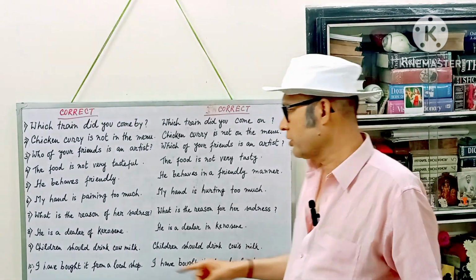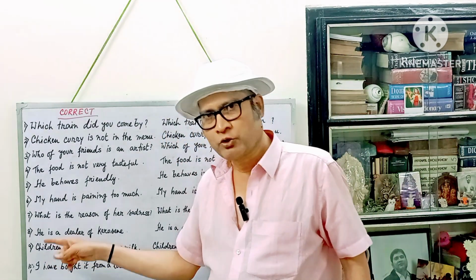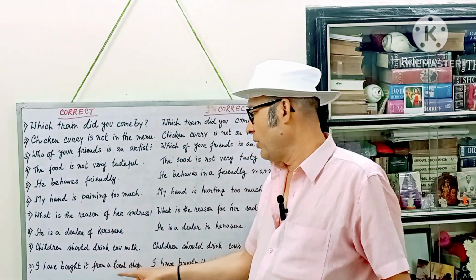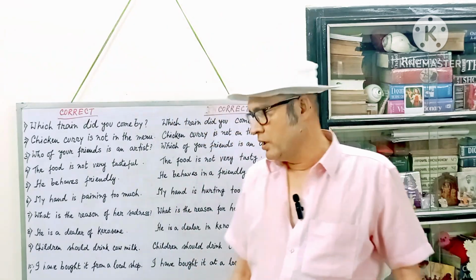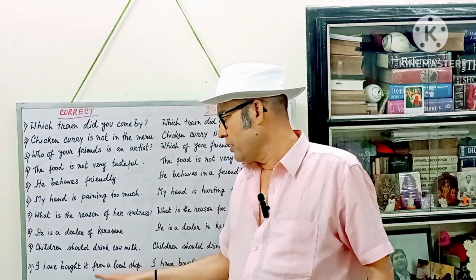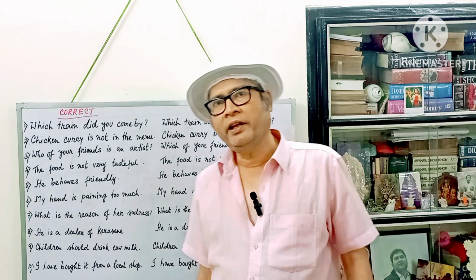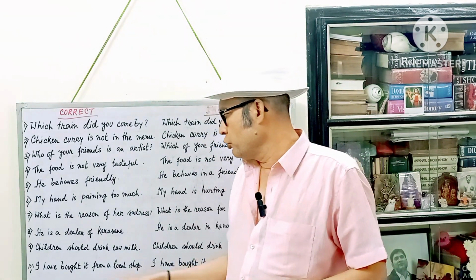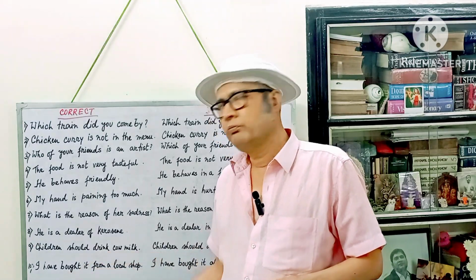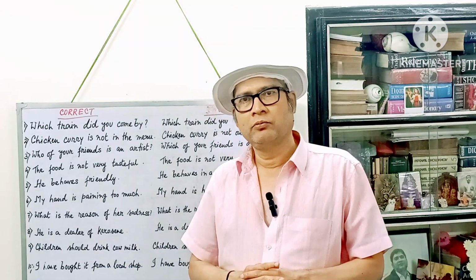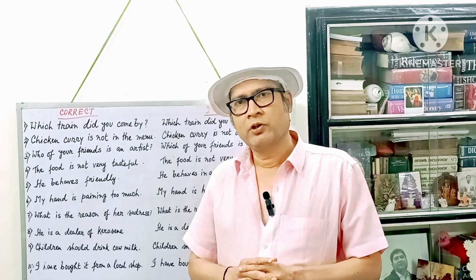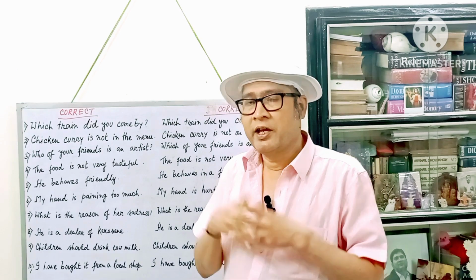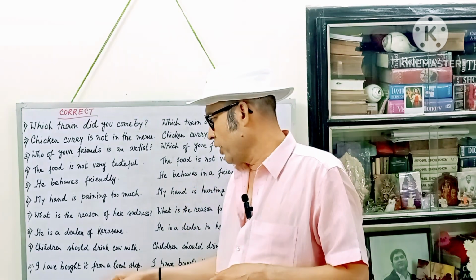C-O-W-'-S, cow's milk. Number 10, and this is going to be the last one for this session. I have bought it from a local shop. In India, we make this kind of mistakes, and this is a prepositional mistake. Why? Because in almost all the Indian languages, we use this word from with buy, B-U-Y, or bought, past tense.